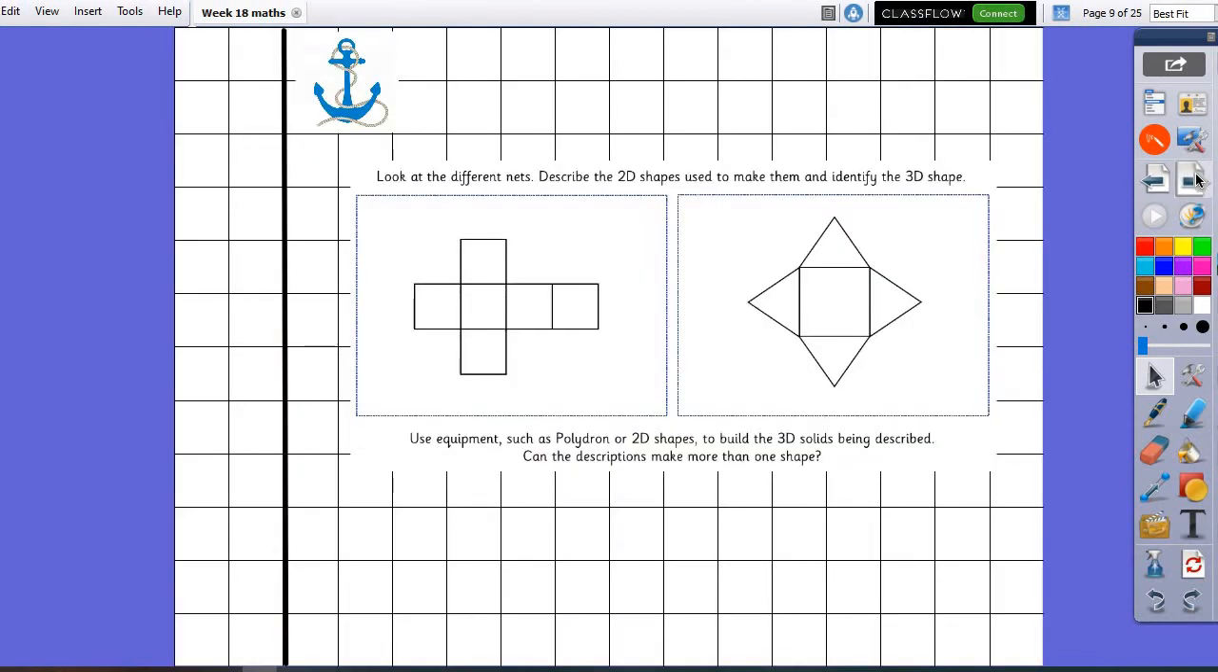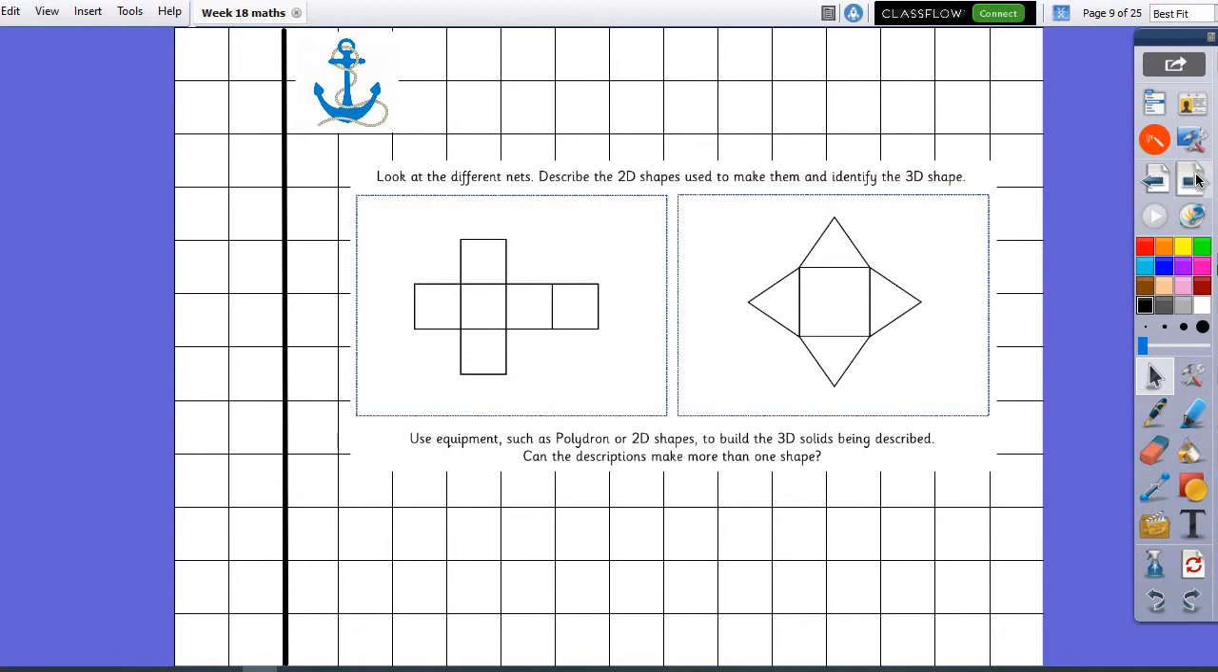So let's have a look. A couple of questions. These are the style of questions that you're going to have today. So look at the different nets. Describe the 2D shapes used to make them and identify the 3D shape. Okay, so thinking about a 2D shape, okay, and nets.